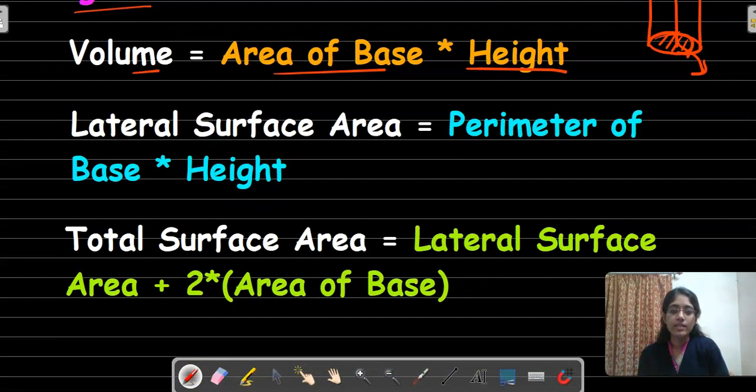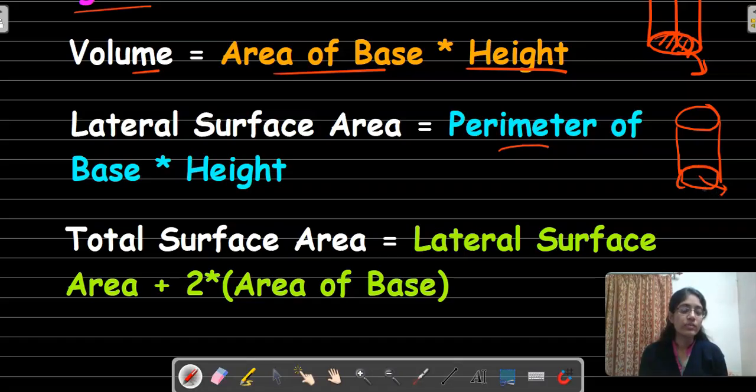Now how to find lateral surface area? That is perimeter of base into height. Now suppose we take the example of the cylinder. Now perimeter of base. This base is a circle. So find the circumference of the circle. So you get perimeter of the base and then multiply it by the height of the cylinder.